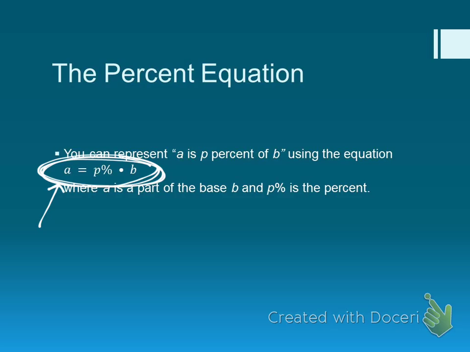A still represents the part, part of the whole. And what's my key word for A? Is. B still represents the whole. And what's my key word for B? Of. Those are the key words that I'm looking for in the following statements. Does everybody have the equation written down? A equals P percent times B.